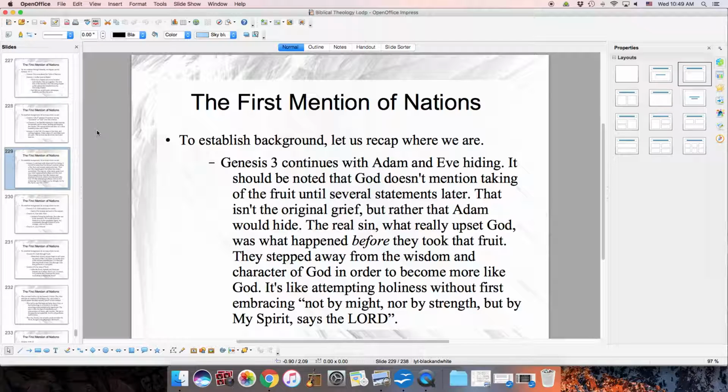It's like attempting holiness without first embracing, not by might nor by strength, but by my Spirit, says the Lord. And there are people who actually have helps to holiness books. I want to be really careful with my words. Oftentimes, these helps to holiness are not actually very helpful. They're actually detrimental. You cannot be holy before God by your own merit. You cannot learn to be holy because you've taken these initiatives. In certain cases, like overcoming addiction, it might be that you need to take certain initiatives. But holiness is not found.